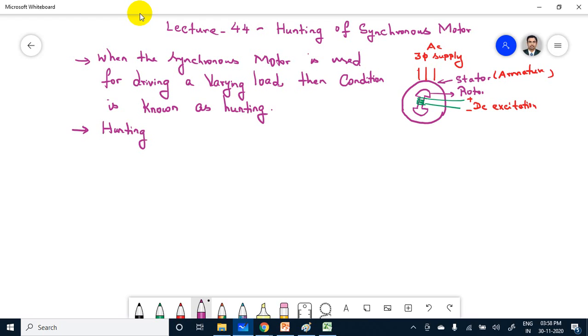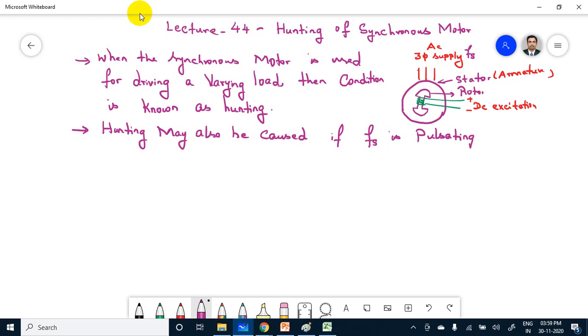The second point: this hunting may also be caused if the supply frequency, which we are giving in the AC supply as 50 hertz, is pulsating. The meaning of pulsating is that instead of 50 there will be 51 or 49 or 52, like that. There will be a large number of distortions in the frequency. That is known as pulsating.